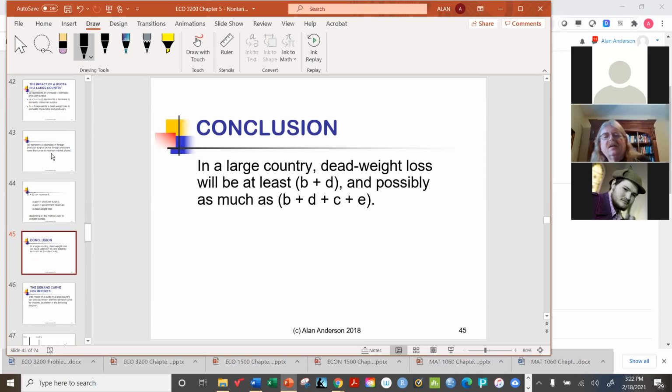So here, being the big country, the deadweight loss could actually be worse. It ultimately depends on these two.